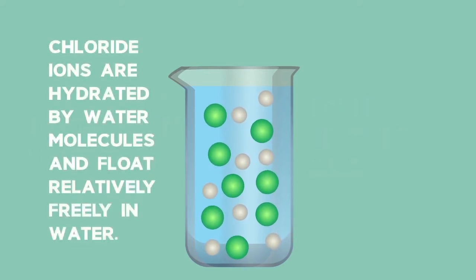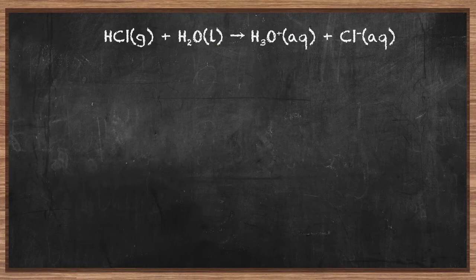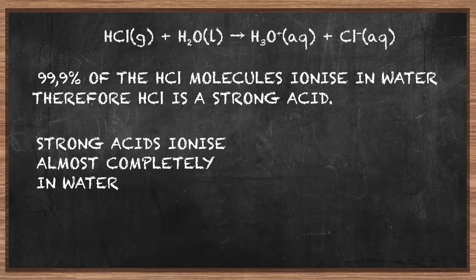Chloride ions are hydrated by water molecules and float relatively freely in water. The hydrogen ion attaches itself to a water molecule, forming the hydronium ion. Hydronium ions are also hydrated by water molecules. Hydrochloric acid is a strong acid because 99.9% of its molecules ionize in water. Strong acids ionize almost completely in water.